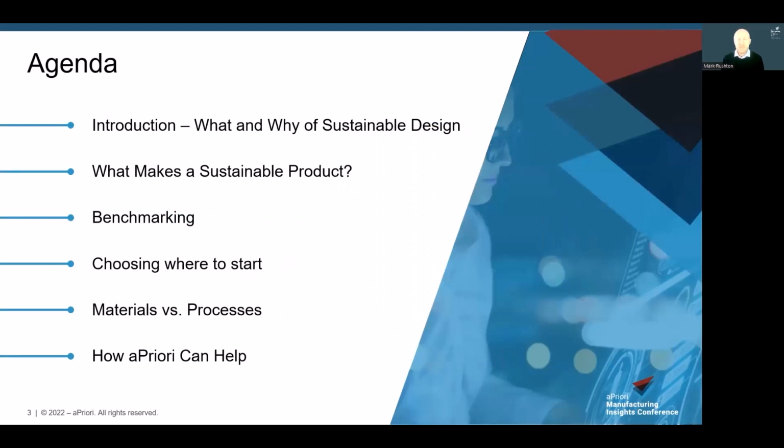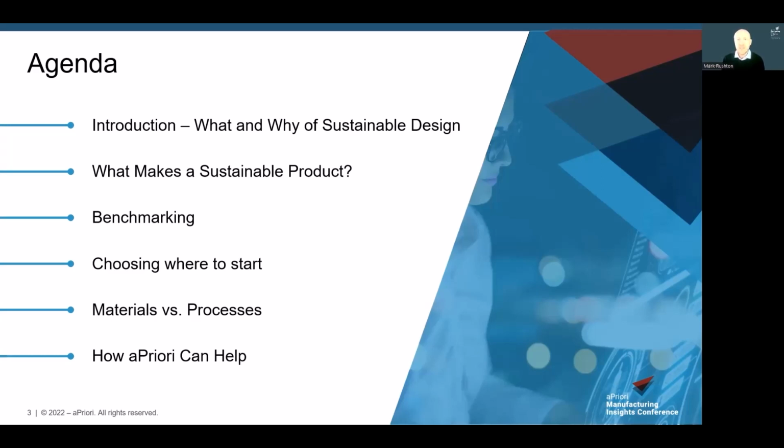Sustainable design is a very broad term and one with many different definitions depending on where you're coming from. So I'll spend some time on what it means to us at aPriori. The same is true for the definition of a sustainable product. This will be different for almost everyone watching, so we'll touch upon that in this session as well. Then we'll take a look at the importance of benchmarking. This is critical if we want to avoid being accused of greenwashing, and also if we want to meet our sustainability goals.